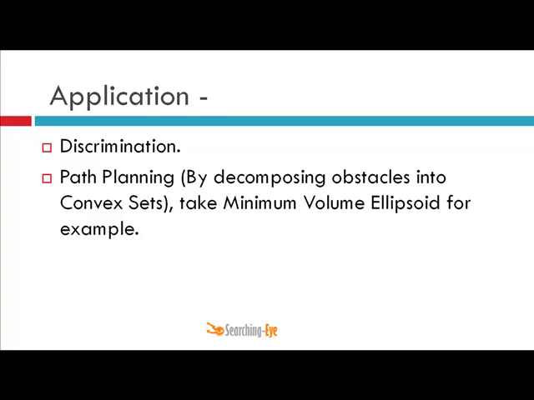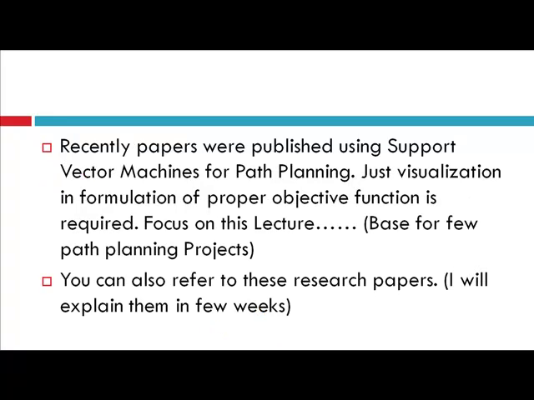for path planning. And you can see a few of the research papers on support vector path planning that were based on using support vector machines for path planning applications. We just need to formulate a proper objective function, and then you can use this support vector machine for path planning or classification discrimination. It depends on the application. So you can refer to these research papers. I will explain them in a few weeks.